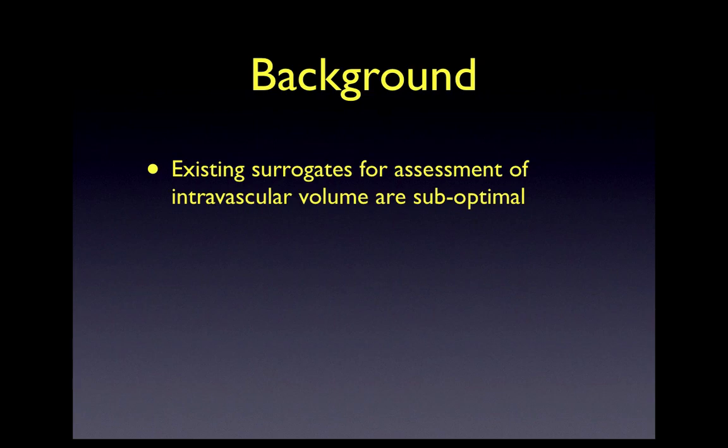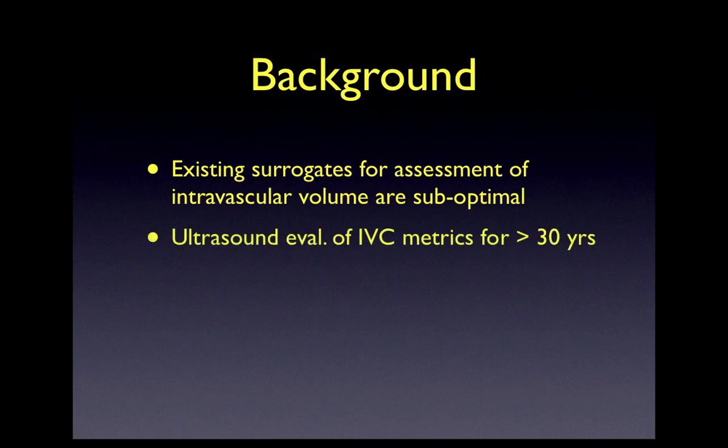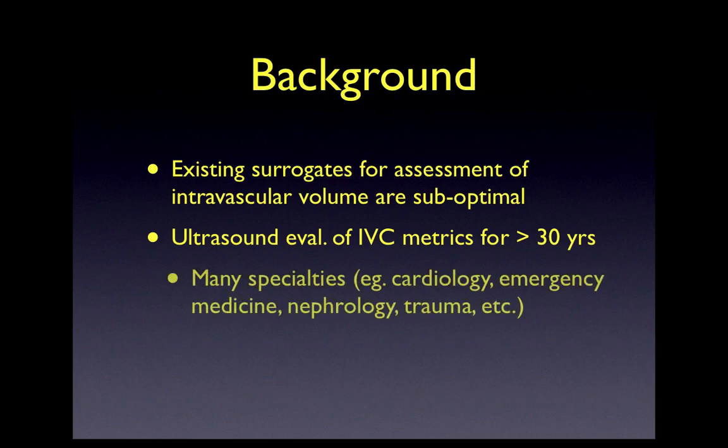This includes things like physical examination by evaluation of jugular venous pressure, and this also includes invasive measures whose results have been called into question, such as CVP measurements from a central venous catheter. Ultrasound has been used for over 30 years to evaluate IVC metrics as they relate to volume status. Some of the specialties that have used ultrasound include cardiology, emergency medicine, nephrology, trauma, and the list goes on.